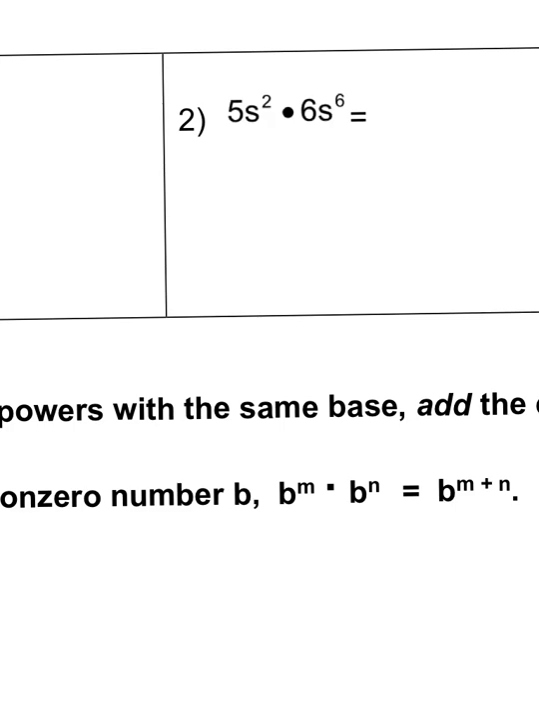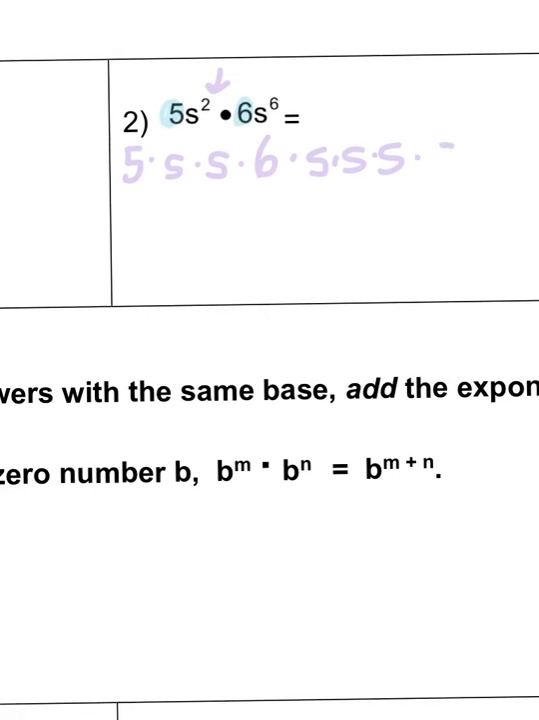On number 2, we have coefficients, the 5 and the 6. Those are coefficients and they are not being repeated. The base of s is being repeated with an exponent of 2 here. So let's expand this out so it will be more clear. We have 5 times s times 6, and then there's 6 s's being multiplied. We won't have to do this every time. It's just to demonstrate what's happening here.